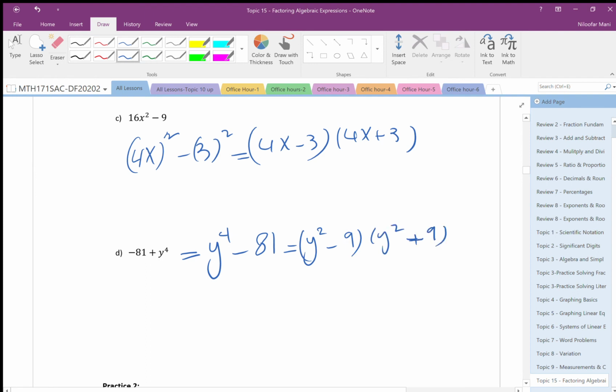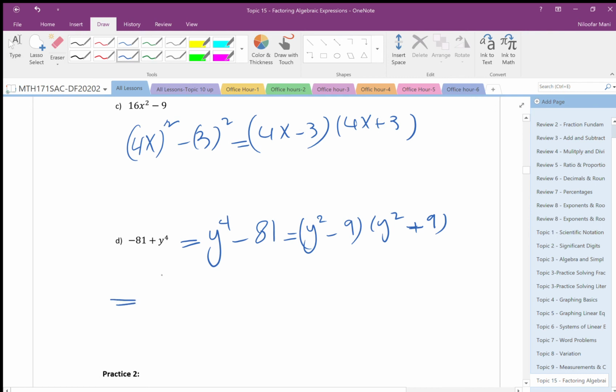Can I continue? Yes, as I said, I can do y minus 3 multiplied by y plus 3. But how about the next one? I cannot factor the plus one, because I have the formula there, and I can't.